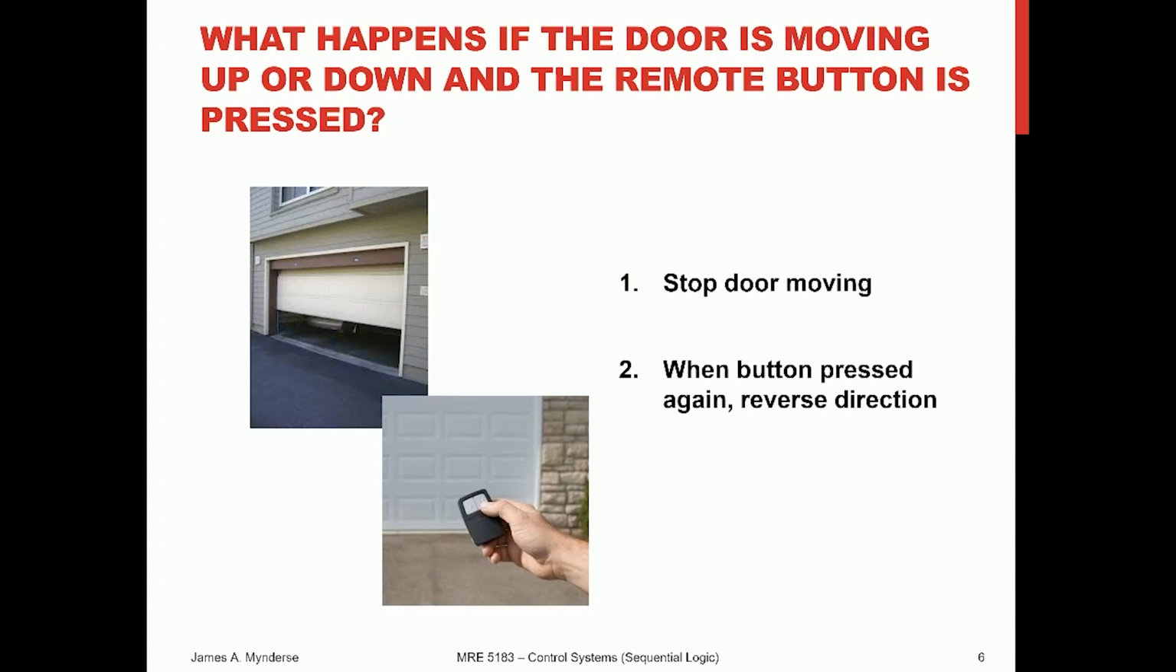So we'd like to be able to do that in both directions. If it's coming down and you press the button, you can stop it and send it back up. So we're just going to reverse the direction. So let's go ahead and do that as a finite state machine. Again, pause the video, draw your own finite state machine, and then we'll continue.